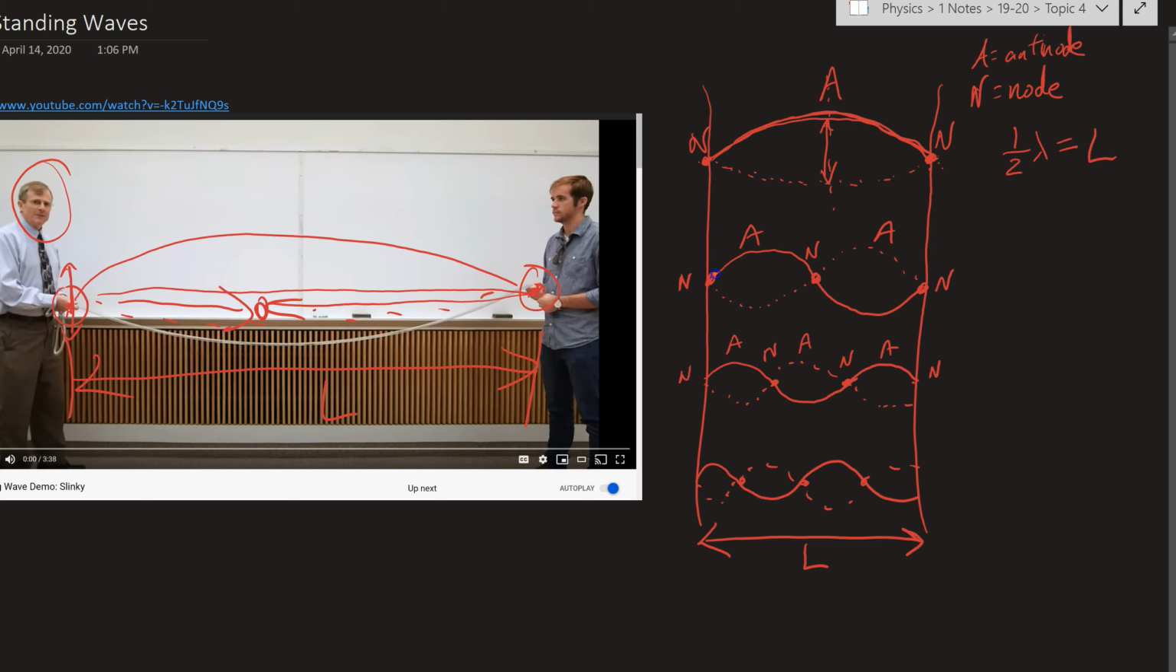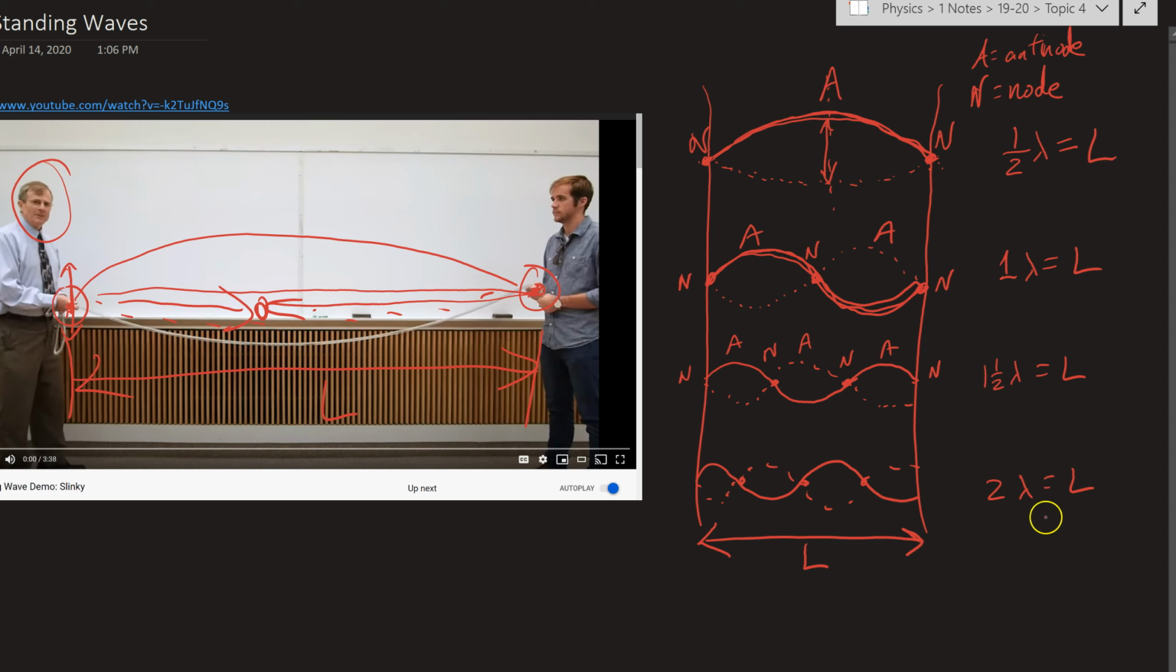On this next one, that is a full wave pattern. That's one full wavelength. So 1 wavelength equals L. This one, it's a full wavelength plus a half. So 1 1/2 wavelengths equals L. This one, it's 2 wavelengths equals L.